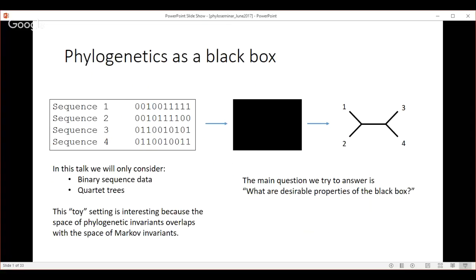You might think, well, okay, that would be an algorithm that would produce a tree every time, but it might not have some very desirable properties. Would it have high bootstrap support?